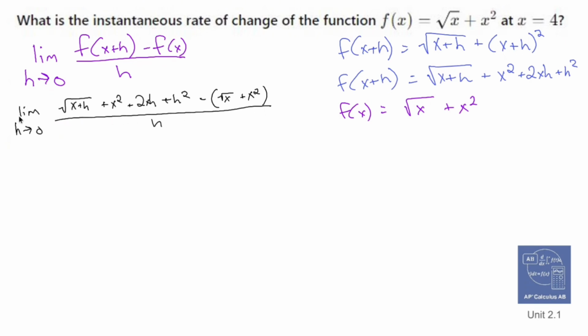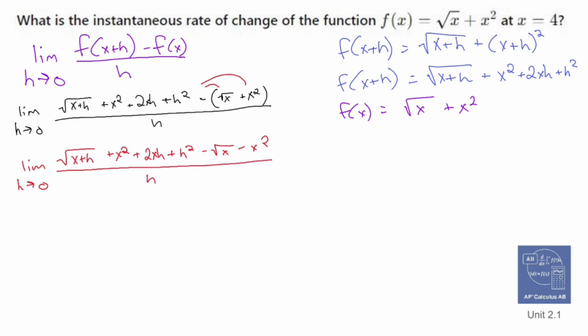Now the issue is when I have the limit as h approaches 0 and I only have h in the denominator, plugging in 0 is a no-go. So I'm hoping magical things happen, I'm hoping things disappear. First I have to distribute that negative. So I have the limit as h approaches 0 of the square root of x plus h plus x squared plus 2xh plus h squared minus root x minus x squared all over h. Now nothing special has happened yet except for the fact that the x squared terms will disappear.